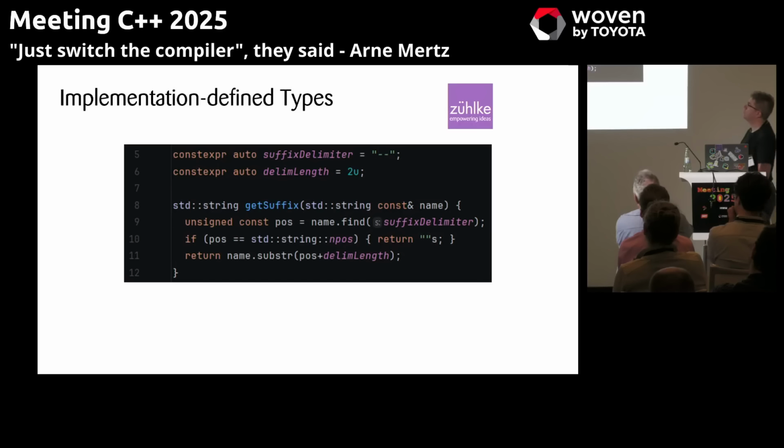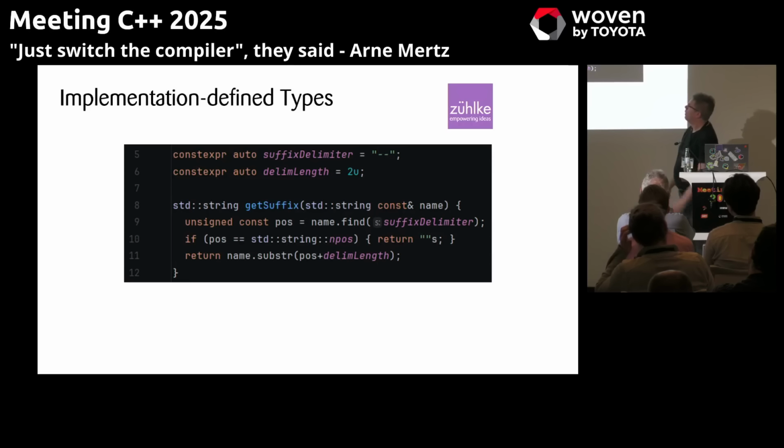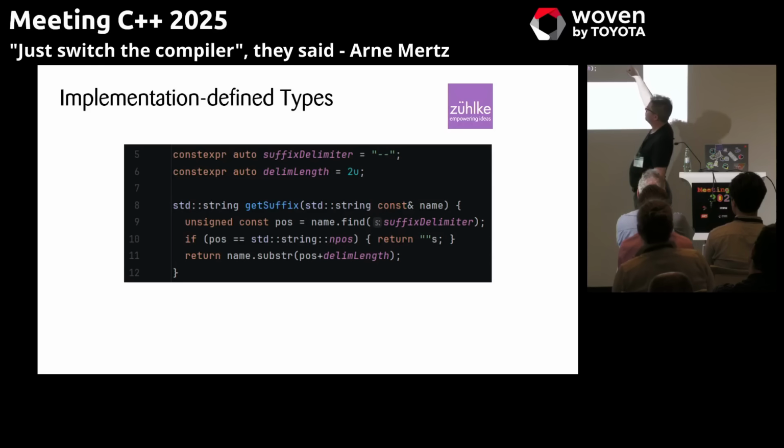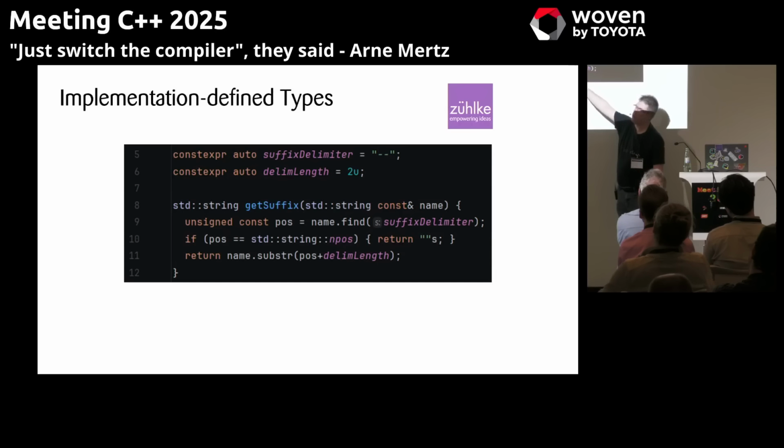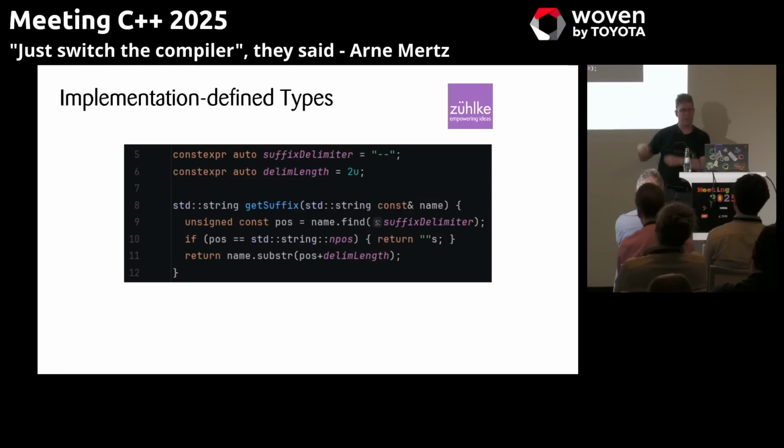Next thing, old code base. Suffix delimiter was a double minus, so we have some strings with a double minus, maybe. And then we say, well, get the suffix of this name or whatever it is. We find the suffix delimiter, and if it's not found, then return an empty string. If it is found, then we just return that suffix.